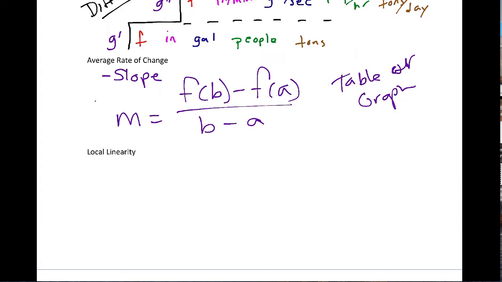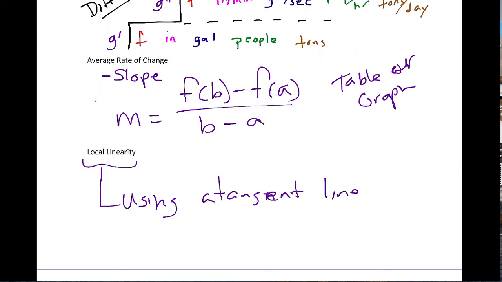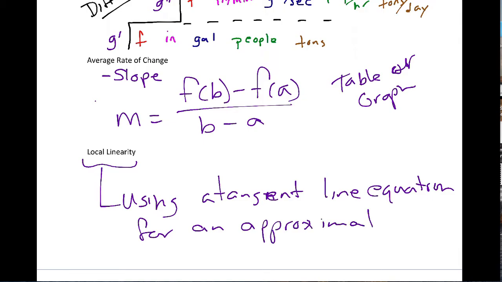Local linearity. This is using a tangent line equation for an approximation. So that's what local linearity is talking about. It's using a tangent line equation for an approximation.